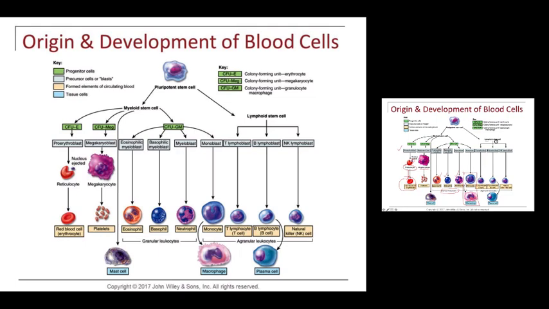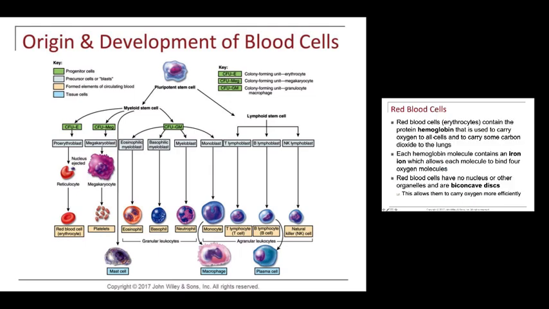And then we have lymphoid stem cells that will differentiate into a T lymphoblast, which becomes your T lymphocyte, a B lymphoblast, which becomes your B lymphocyte, and then an NK lymphoblast, which becomes your natural killer cell, your NK cell. Notice that your T cells, B cells, and natural killer cells come from lymphoid stem cells, whereas all the other formed cells, your RBCs, platelets, basophils, eosinophils, neutrophils, and monocytes, come from myeloid stem cells.